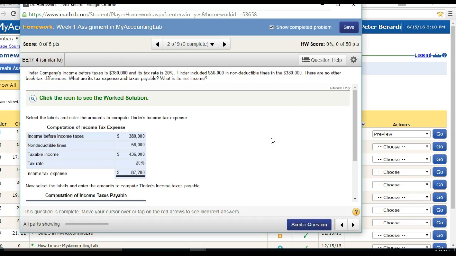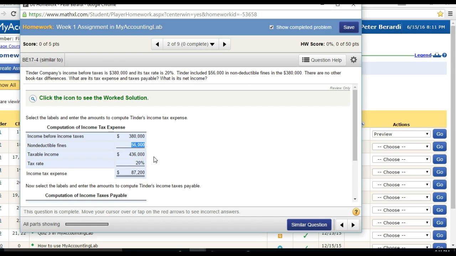So the solution here to compute the income tax expense, we are told that income before income taxes is $380,000, but $56,000 in non-deductible fines in the $380,000. As you've learned in the text, fines are not deductible for tax purposes. So if $56,000 were deducted on our financial statement and it's part of the $380,000, we have to add that back for tax purposes to get taxable income of $436,000.